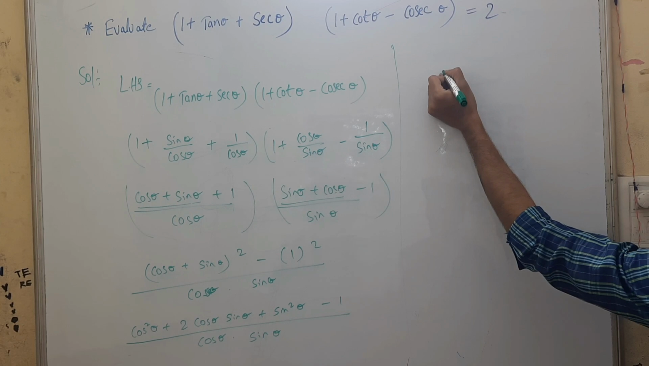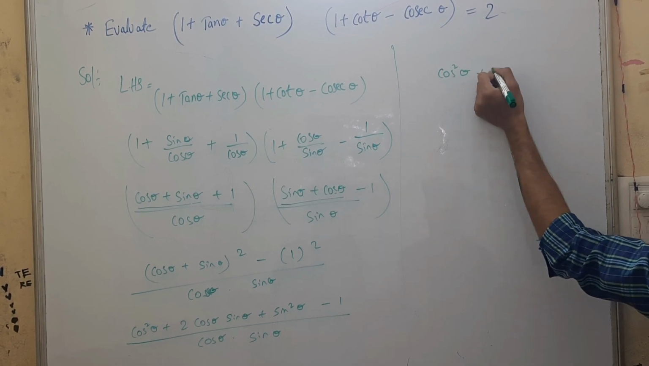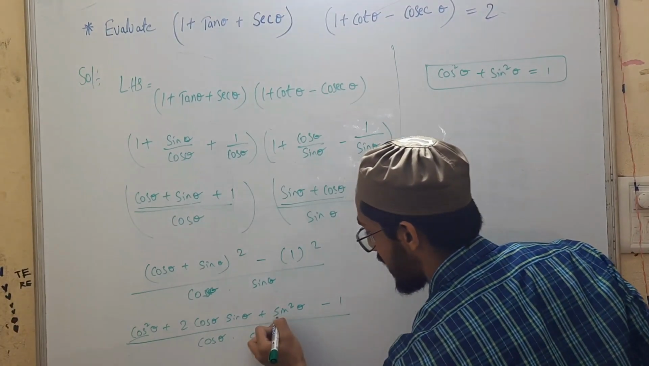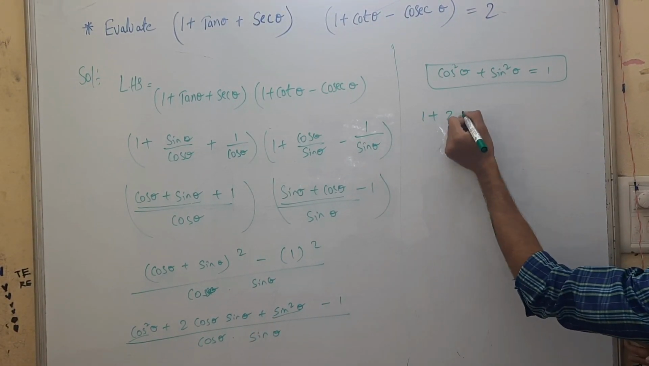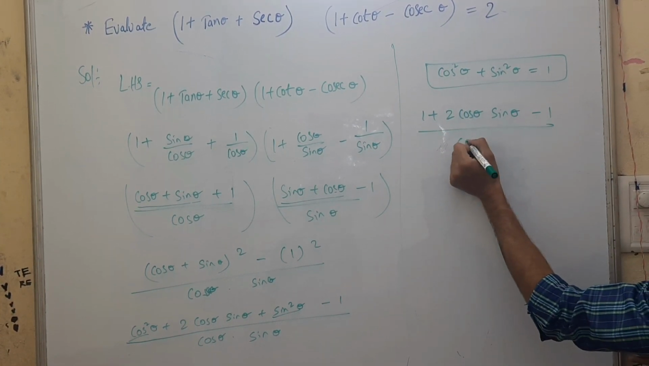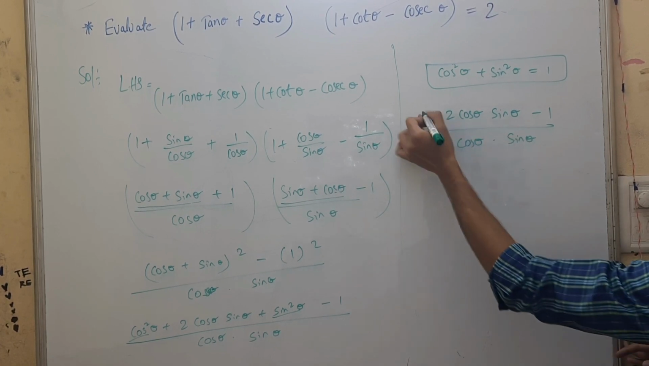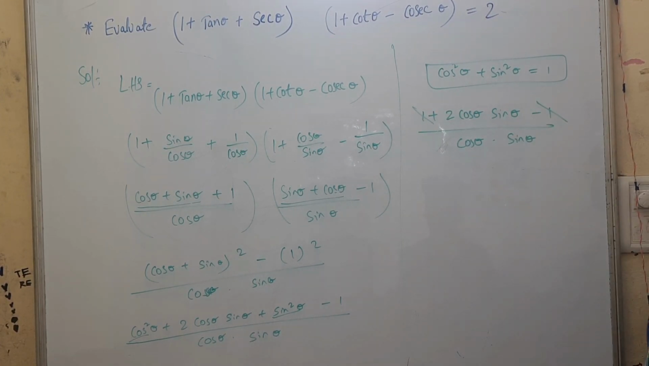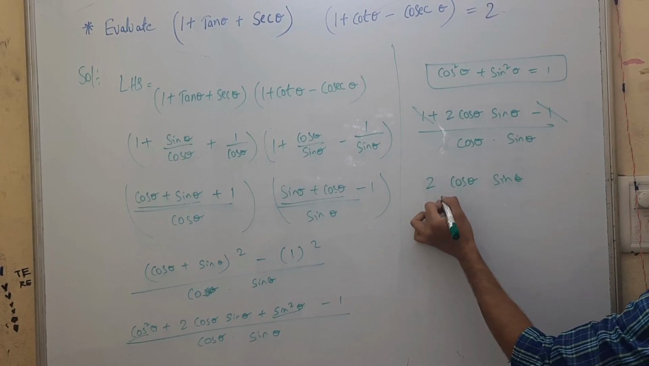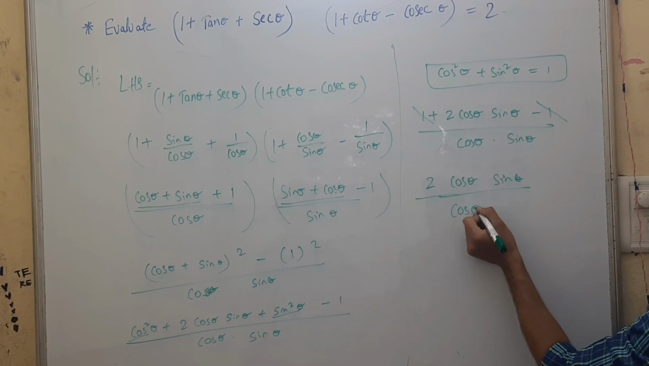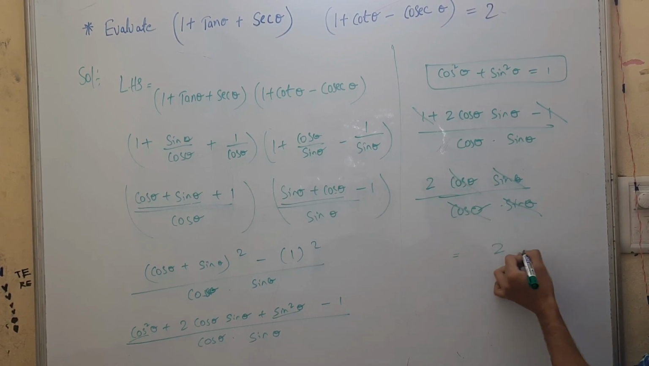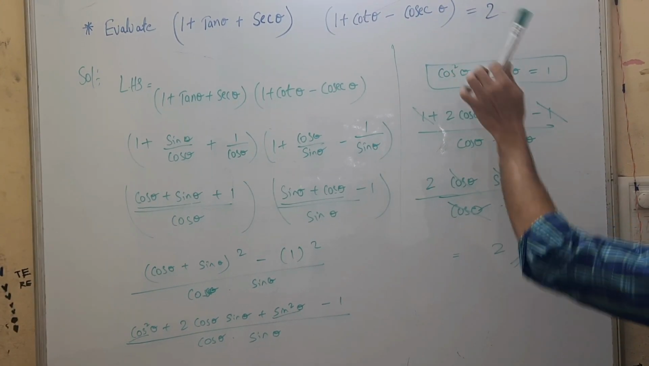Now what will happen? We have an identity: cos square theta plus sin square theta is equal to 1. So in the place of this and this, write 1 plus 2 cos theta sin theta minus 1 by cos theta into sin theta. 1 and 1 will be cancelled. Next step will be 2 cos theta sin theta by cos theta sin theta. Sin theta, cos theta is cancelled. Answer is 2. What is 2? 2 is our RHS.